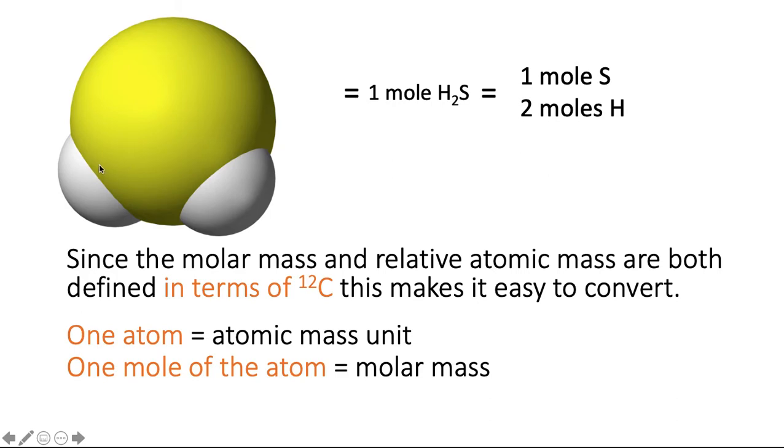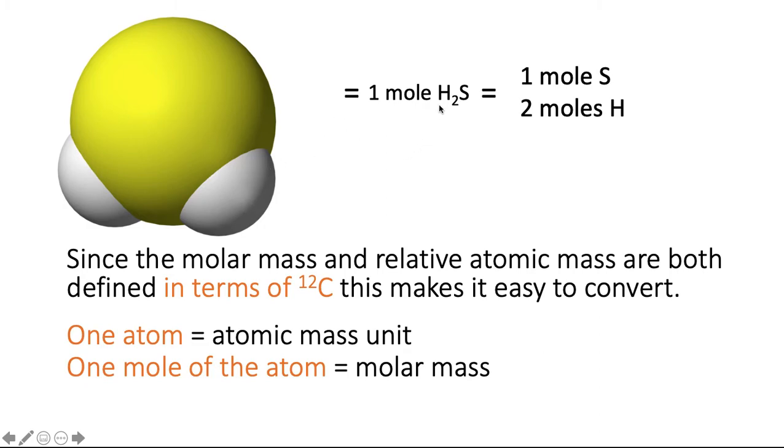If I have 1,000 molecules of H2S, I would have 1,000 atoms of sulfur and 2,000 atoms of hydrogen. What if I have 6.022 times 10 to the 23rd molecules of H2S? That means I have 6.022 times 10 to the 23rd sulfur atoms and 2 times 6.022 times 10 to the 23rd hydrogen atoms.